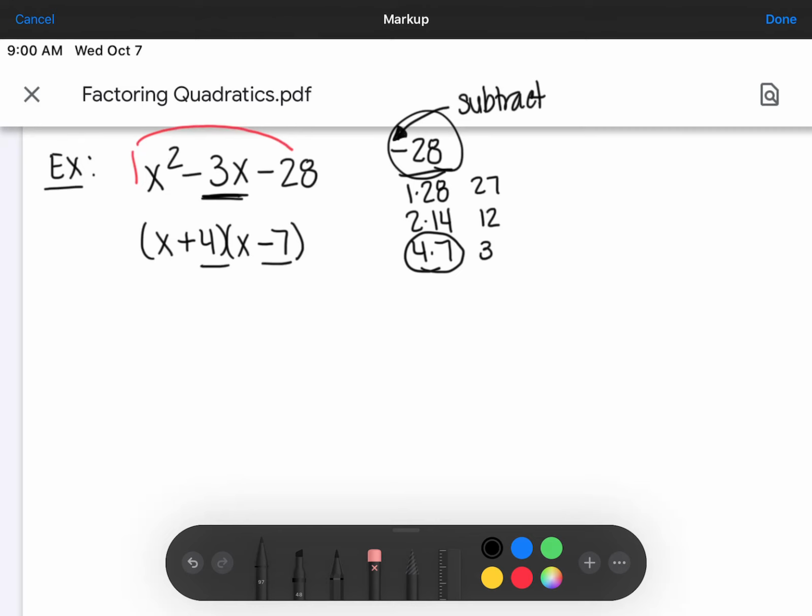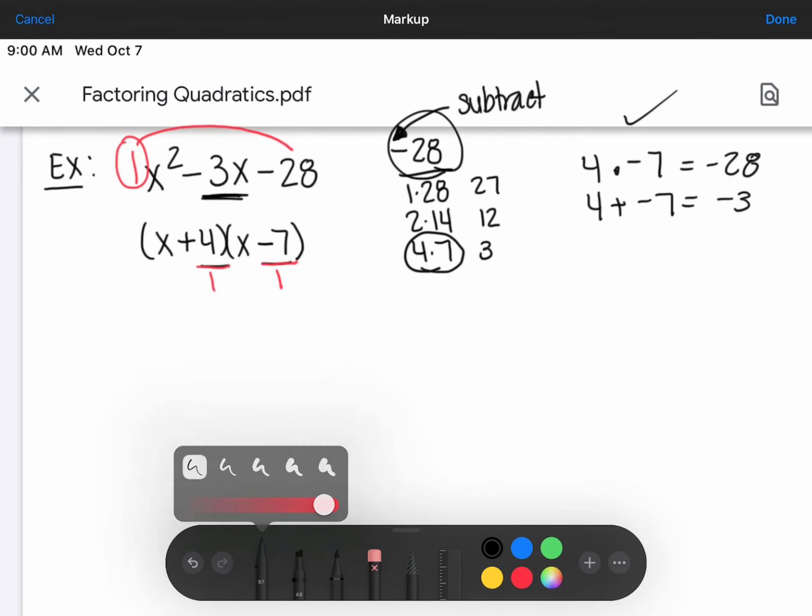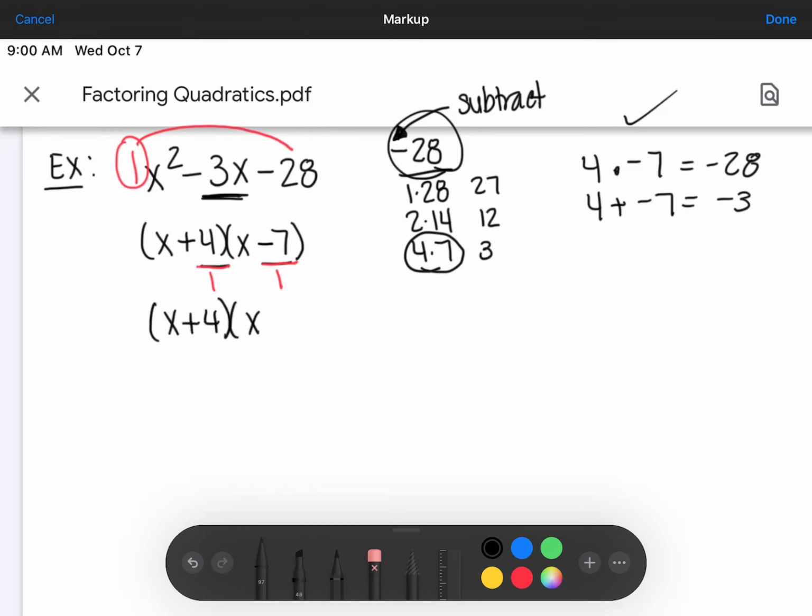So make sure you take your 2 numbers, multiply them to get your factor list, and then add them to get your middle term. So this is how you check to make sure that your numbers work, and it does. All right, so now I'm ready to divide by my leading coefficient, which is a 1. So when I divide by 1, my problem does not change because 4 divided by 1 is still 4. Negative 7 divided by 1 is still negative 7. So this is my answer.